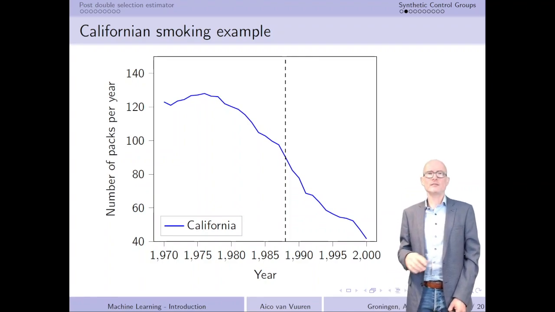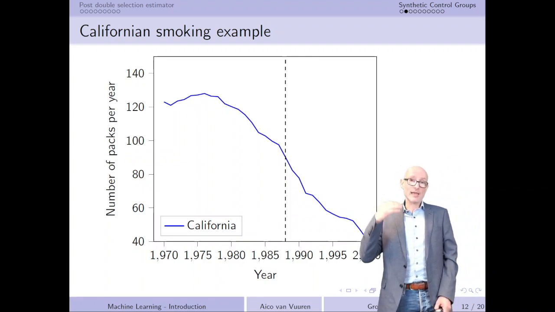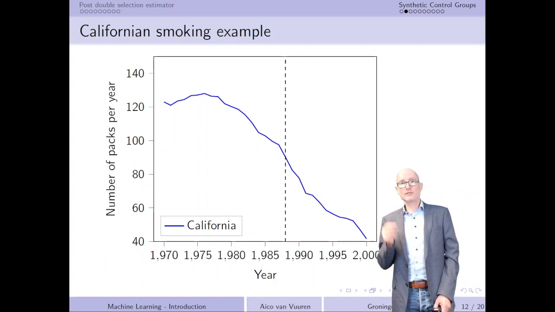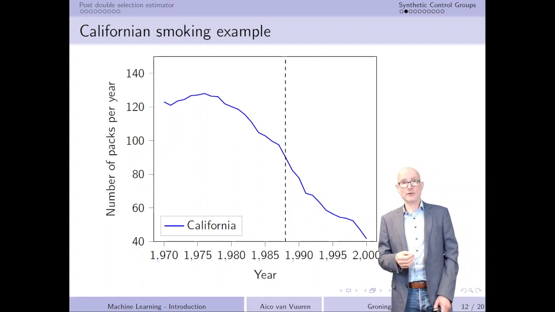The question, of course, arises: how does that work out for today? If you look at the most recent figures, there has been an even further drop in cigarette consumption. People in California nowadays don't smoke that much anymore. It's only 11 packages per year per Californian citizen. So that is actually not that much, even less than 10% of the level of 1970.